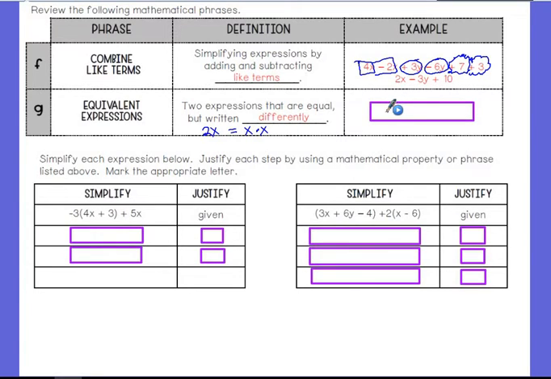Okay, so an example of an equivalent expression, I could have this distributive property. One that's not simplified and one that is. These two are equal. They're equivalent expressions.